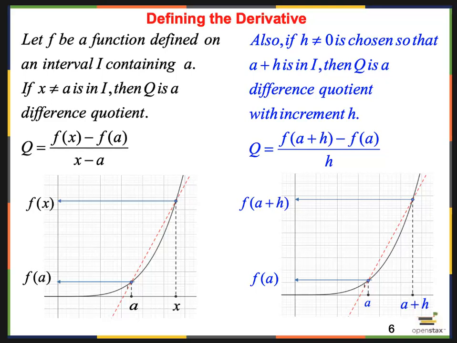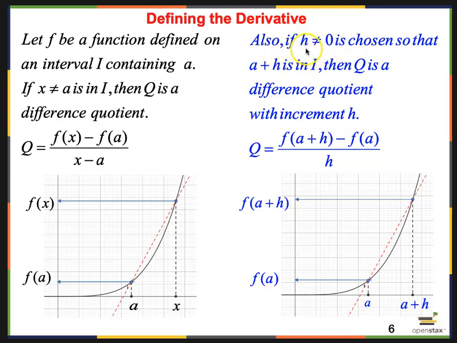Okay, defining a derivative. Let f be a function defined on an interval containing a. If x is not equal to a, is in the interval, then q is a difference quotient. So here we're looking at a difference quotient, which is basically a slope, f of x minus f of a over x minus a. Here's that slope of a secant line. Okay, and sometimes you'll see where h is used.